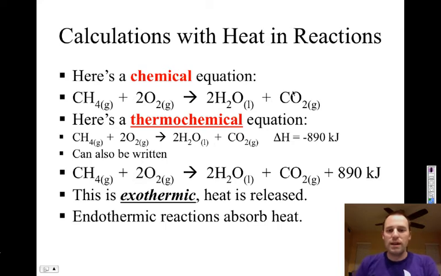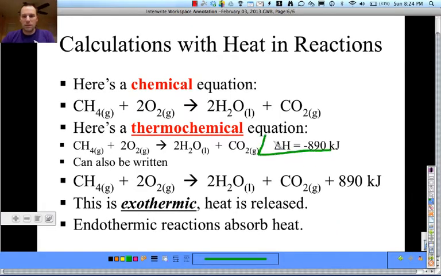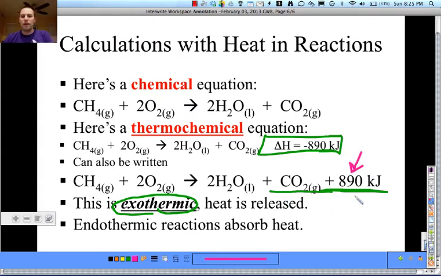So notice there's two ways that you can write it. You will see it both ways. You have to be able to tell the difference. One of them includes the heat separately over here, and one of them includes it as part of the entire equation. So we have methane plus oxygen yields water and carbon dioxide and 890 kilojoules of heat. The way that I know that this is exothermic when it's written this way is the fact that the heat is on the right hand side. Anything that's on the right is a product. So if heat is a product, then it's being released.